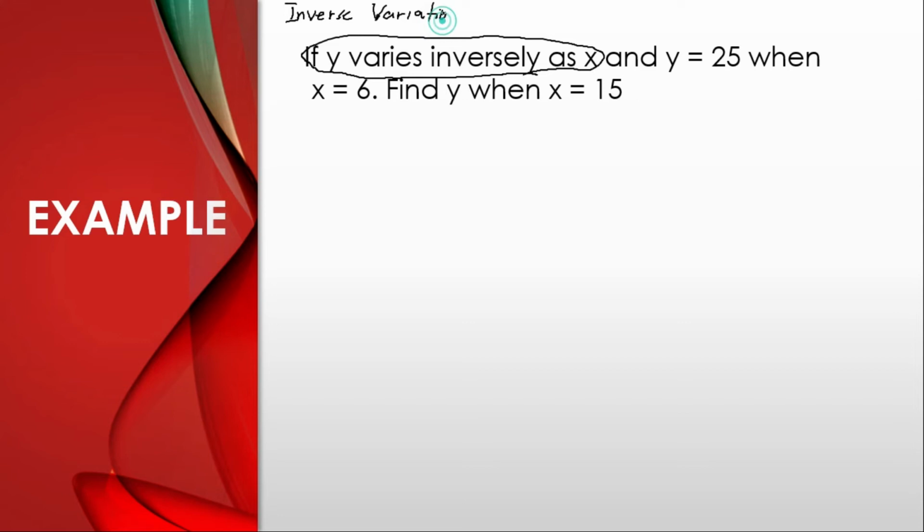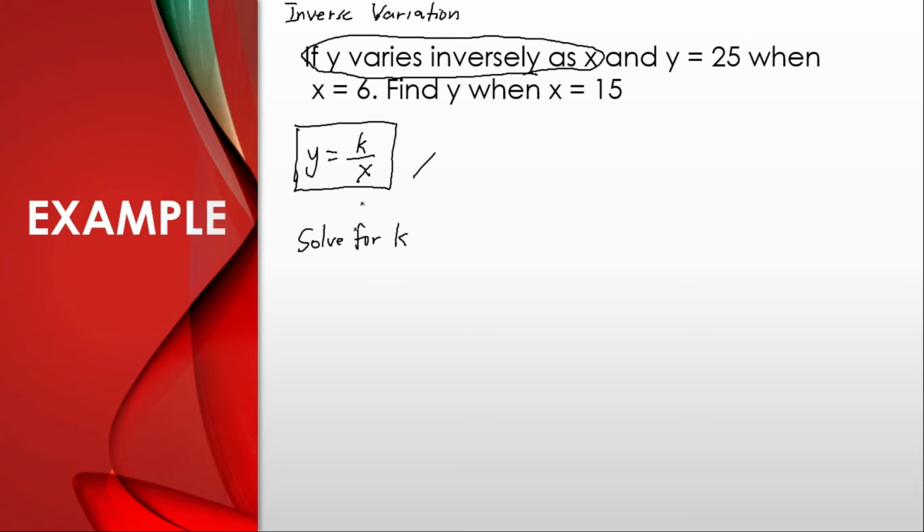Ngayon, since inverse variation yan, pwede na natin isulat na y is equal to k over x. Kasi yan yung formula natin for the inverse variation. So, tapos na tayo sa ating step 1. Nakuha na natin yung variation statement or variation equation. After that, find k na tayo. Solve for k, or k natin is the constant of variation.